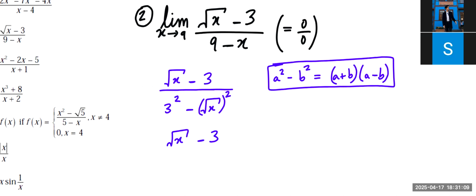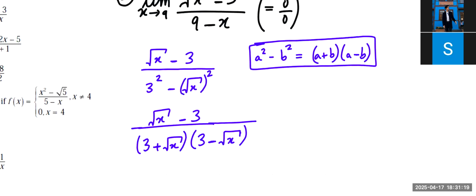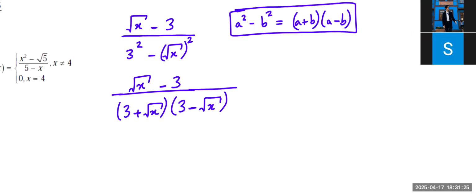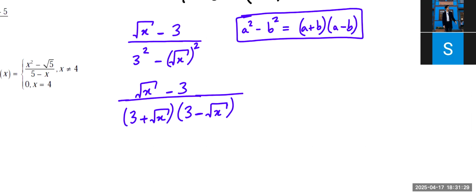So a plus b, a minus b, right? You see what I did there? Because I have a square and b square, so I convert to a plus b, a minus b. Now, the problem is I can't cancel this out with anything. I don't see the same exact thing at the bottom, do I? So what solution do you suggest here?